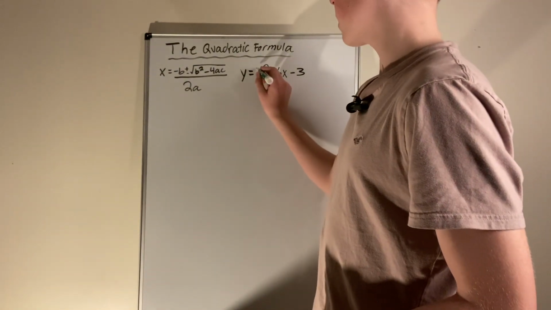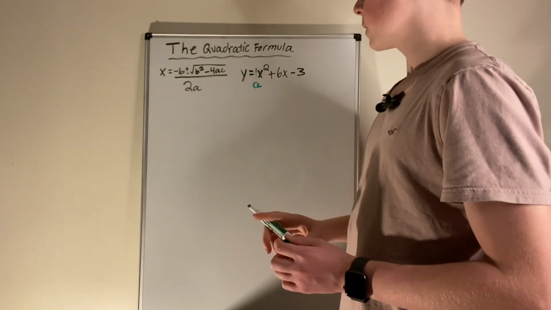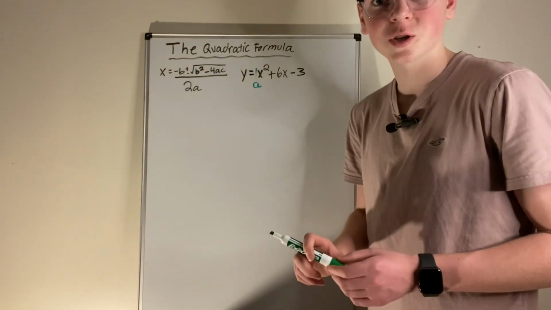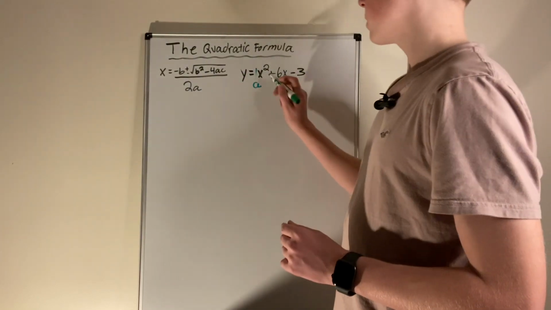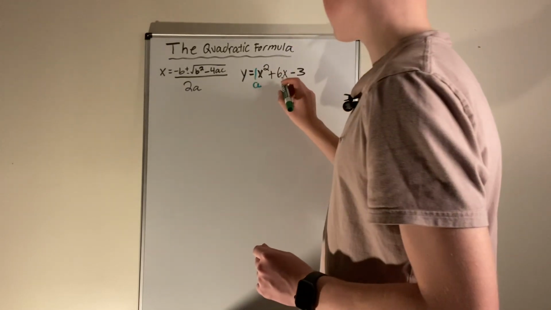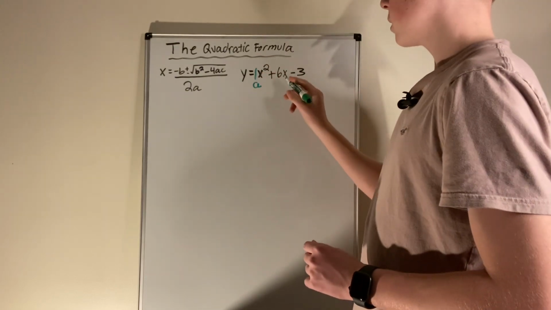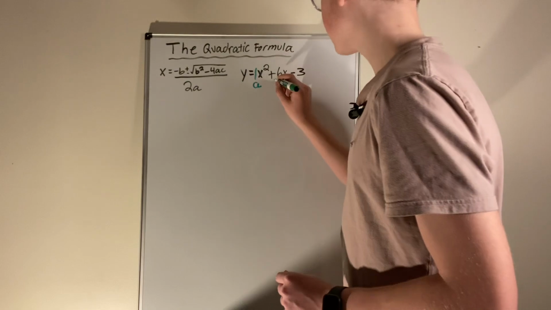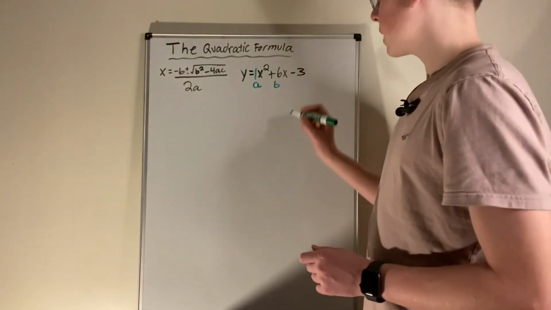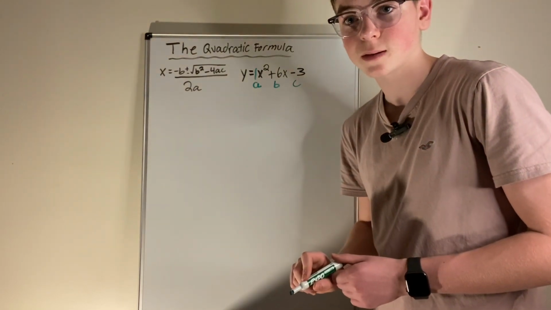So our a is the coefficient of this x squared. That'll be a 1 in this equation because we're doing y equals x squared plus 6x minus 3. It's just an arbitrary equation. So a is 1. Coefficient of this x squared is 1, sorry. The coefficient of this x is 6, so our b value is 6. And our c value is this negative 3, this number without a variable attached to it.